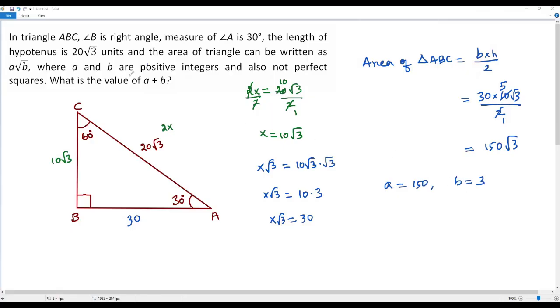And there is a condition for the values of A and B: both of them are positive integers and also not perfect squares. The values we got for A and B are positive integers and both 150 and 3 are not perfect squares. So the values we have for A and B meet the condition given in the question. Our aim is to get the value of A plus B. Now let me get the value of A plus B. That is 150 plus 3 equals 153. Here I got the value of A plus B, that is 153.